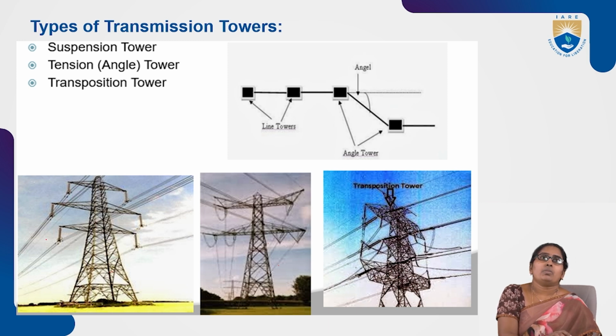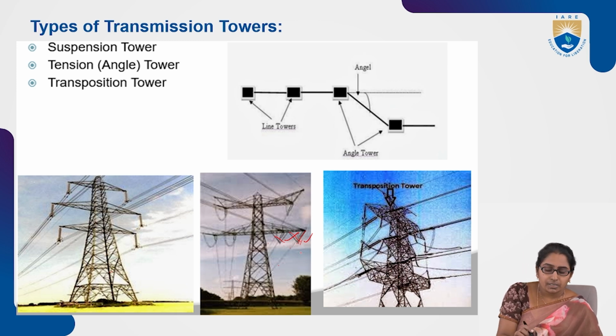Now the tension tower or angle tower is the second picture down. For the angle tower, see how the conductor is placed. The conductor is placed in such a way that the insulators are arranged like this. These two insulators are connected in an angle manner. Between them, through that common point, the conductor line is passing.